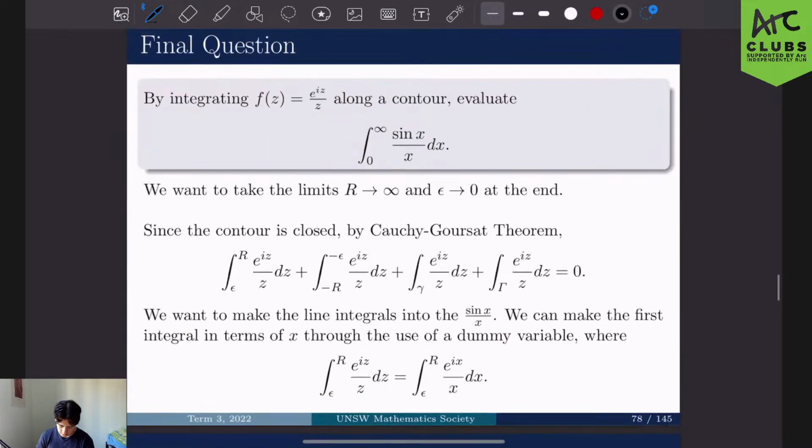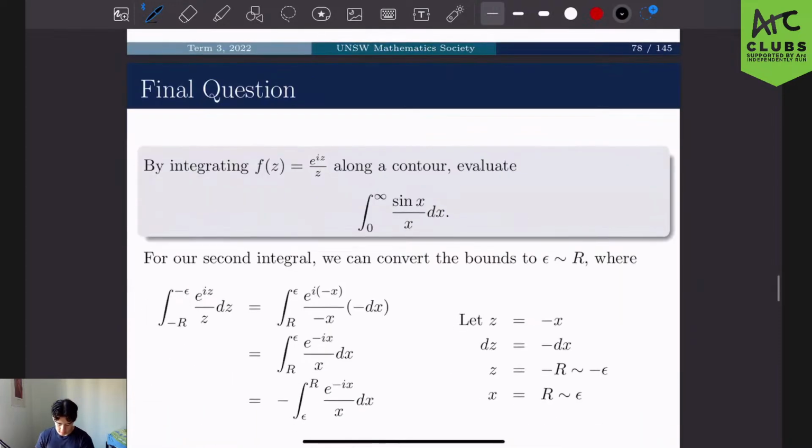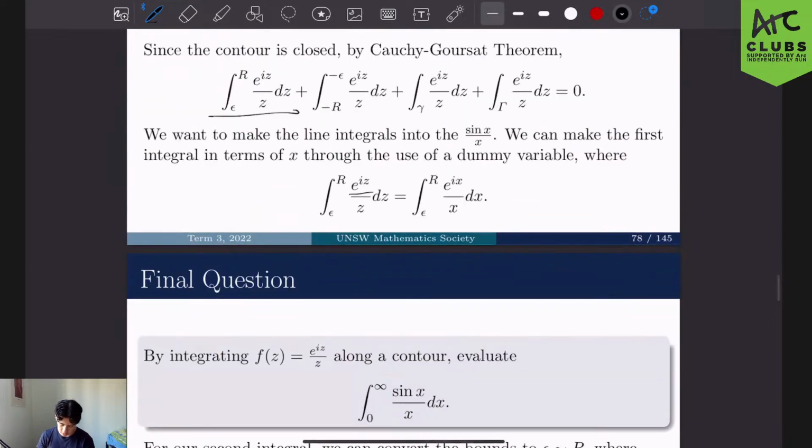We're dealing with x here, so we'll change this e to the iz to just become x, z equals x. It's fine to do that because we're not changing anything. That's this first integral, changing to x because we need to deal with x.